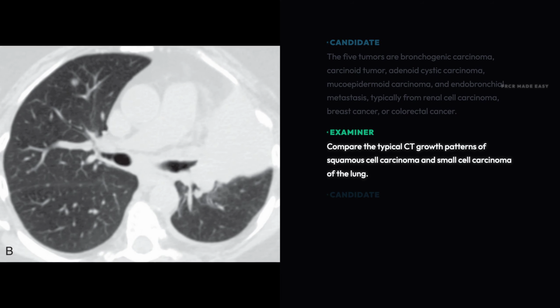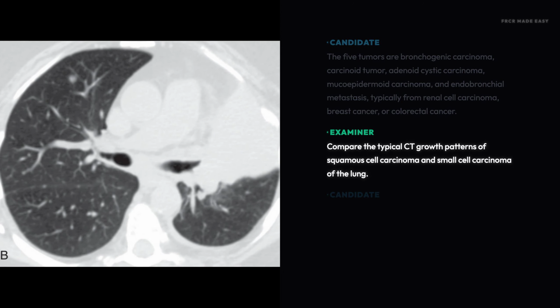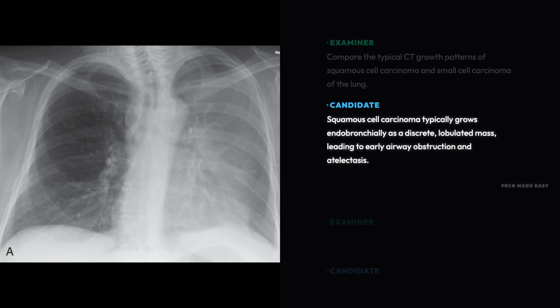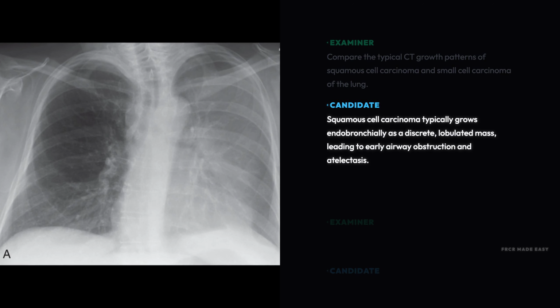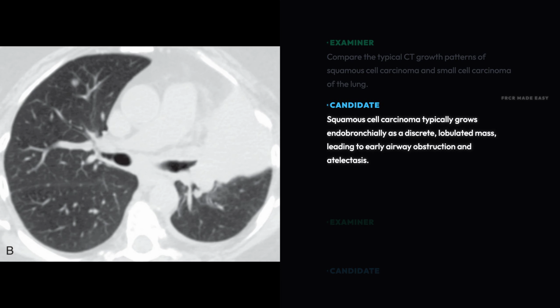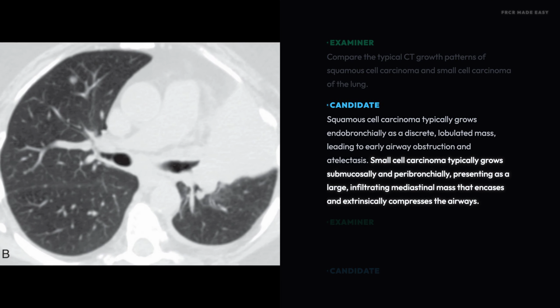Compare the typical computed tomography growth patterns of squamous cell carcinoma and small cell carcinoma of the lung. Squamous cell carcinoma typically grows endobronchially as a discrete, lobulated mass, leading to early airway obstruction and atelectasis. Small cell carcinoma typically grows submucosally and parabronchially, presenting as a large, infiltrating mediastinal mass that encases and extrinsically compresses the airways.